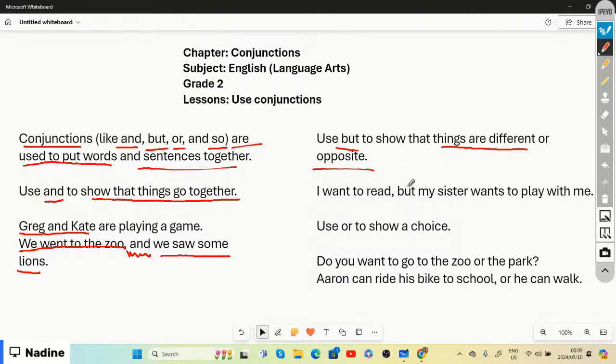And if we look at an example of the conjunction but, this is now two sentences that we're joining, right? I want to read, but my sister wants to play with me. So it's like they're doing two different things.